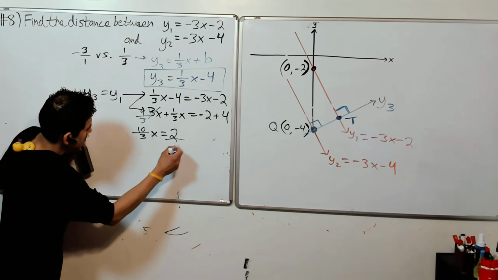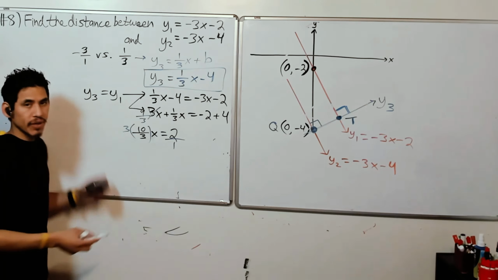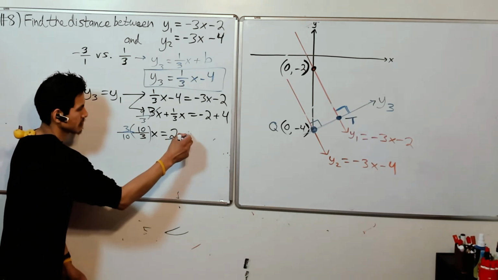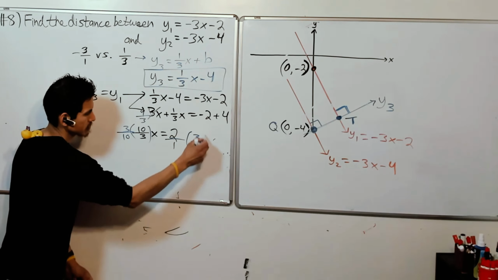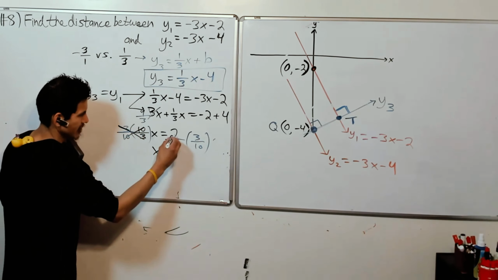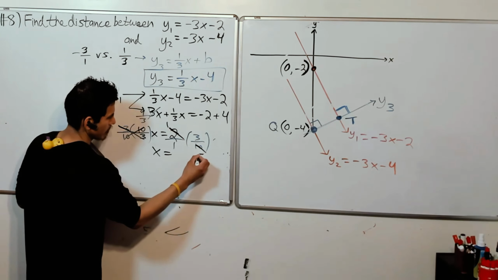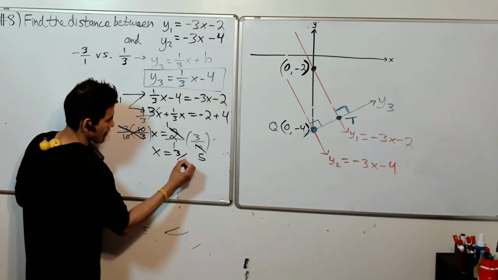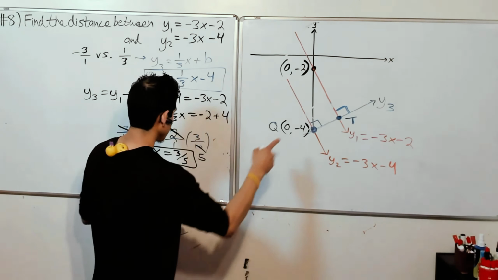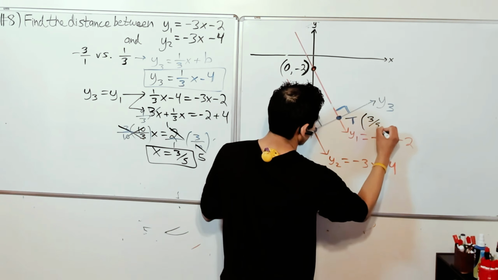And then make sure you know, again, your math. Get rid of this 10/3 by multiplying by the reciprocal. Just flip it, 3/10, both sides. These cancel, and we get x is going to be 6/10, or if we can reduce right away, we get 3/5. So then at point T, the x coordinate is 3/5.